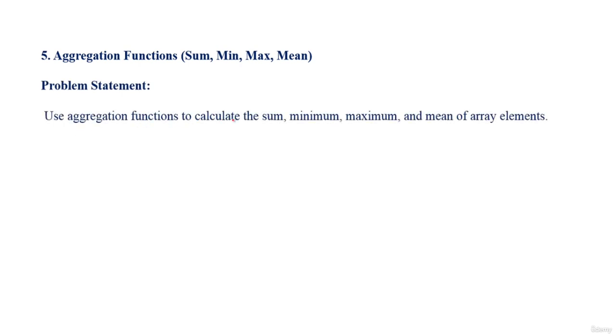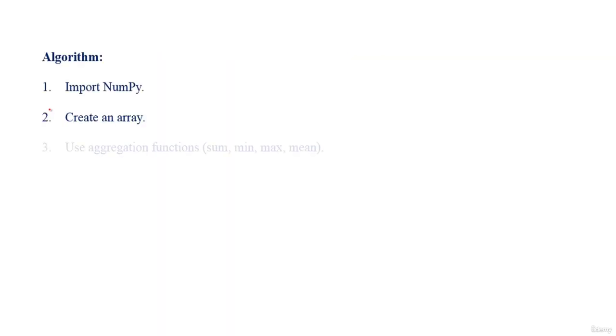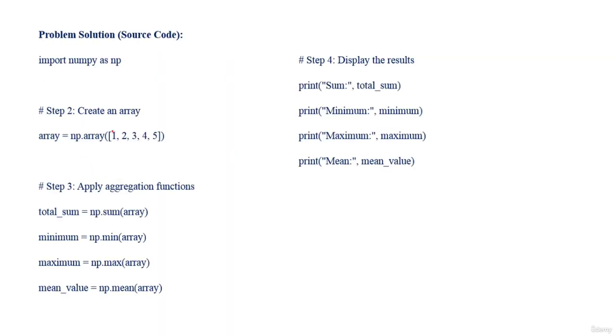Use aggregation functions to calculate the sum, minimum, maximum and mean of array elements. Skills required, algorithm steps. So how you can find sum, minimum, maximum, mean. This is the array, and to find the sum, just use the sum function taken from NumPy. Similarly we have used minimum, maximum and mean and shown their result.